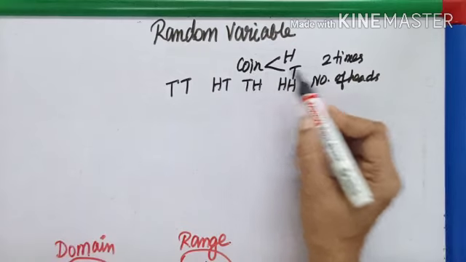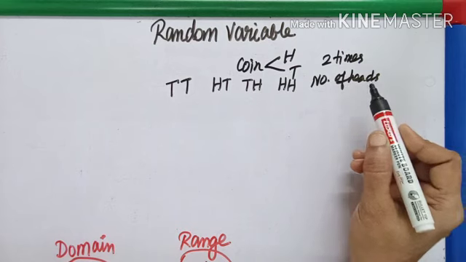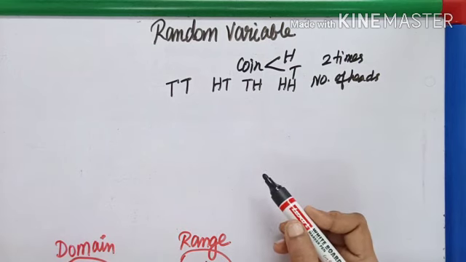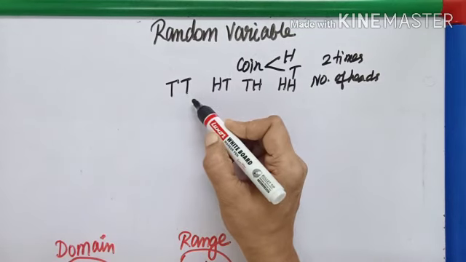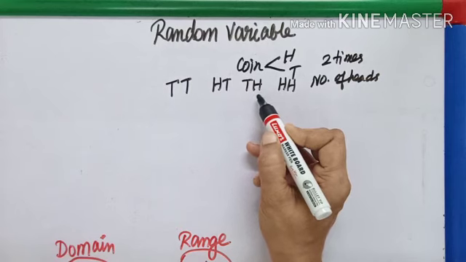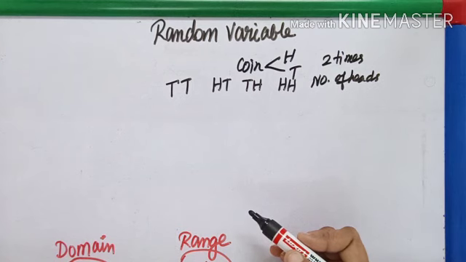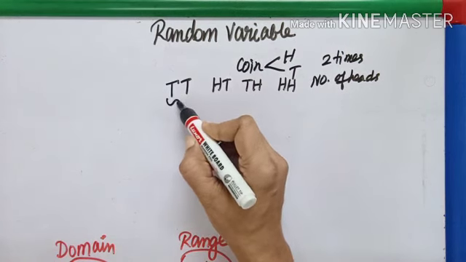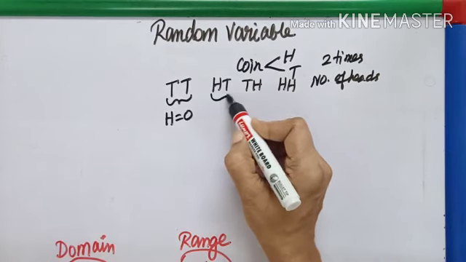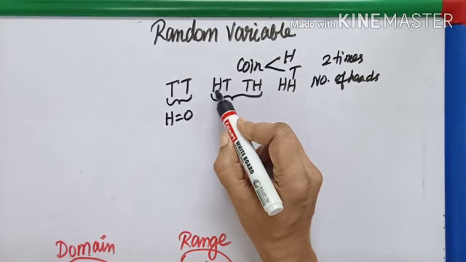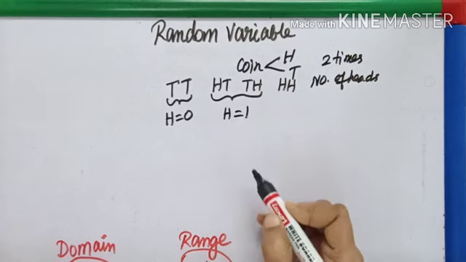I toss a coin 2 times and I declare getting the number of heads to be my expectation now. How many heads would turn up? No heads at all, at least 1 head, and both are heads. No heads at all. Number of heads is 0. 1 head is there either in the first toss or in the second toss. So here I declare h is equal to 1.